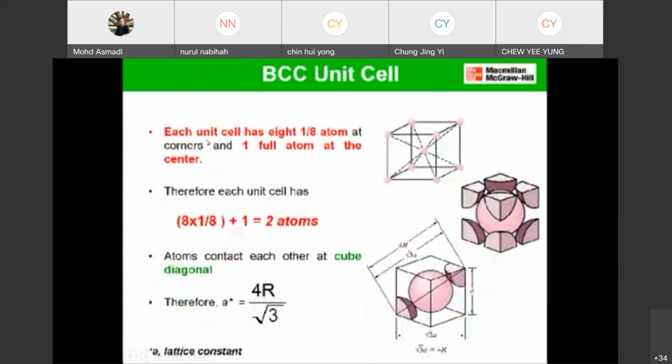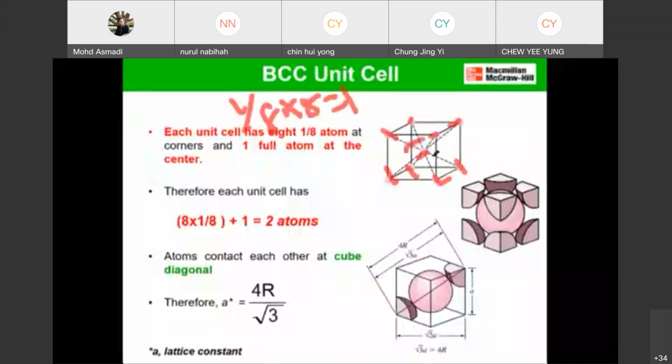So for each unit cell, if you look at here, the coordination number is 1, 2, 3. This is the center, right? 1, 2, 3, 4, 5, 6, 7, 8. So that means 1 divided by 8 times 8 equals 1, plus this one full atom at the center, plus 1. So that equals 2 atoms per unit cell. Therefore, each unit cell has 2 atoms.